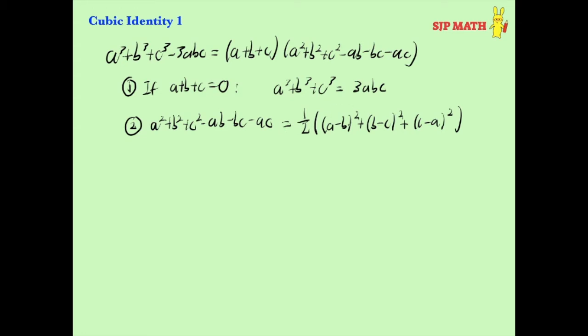This is pretty useful because the smallest value of the square of a real number is 0. We'll find that out as we do our problems. So these are the two things we must keep in mind as we do the problems. And that is the cubic identity we will be looking at today.